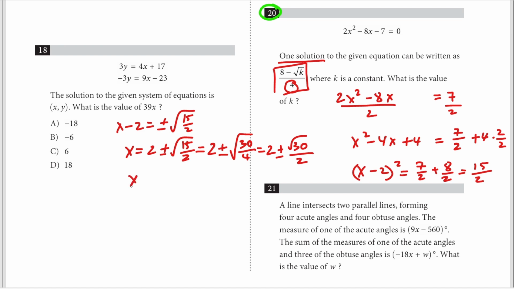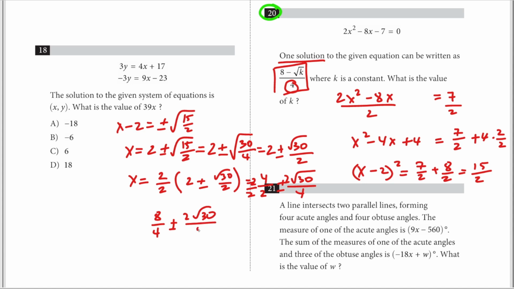So x is equal to 2 over 2, right? We can't multiply by 2. We have to multiply by 1. 2 plus minus root 30 over 2, which is equal to 4 over 2 plus minus 2 root 30 over 4. So that's kind of bringing us slightly closer to that. Now this 4 over 2 needs to be multiplied by 2 over 2 yet again. So it's 8 over 4 plus minus 2 root 30 over 4.